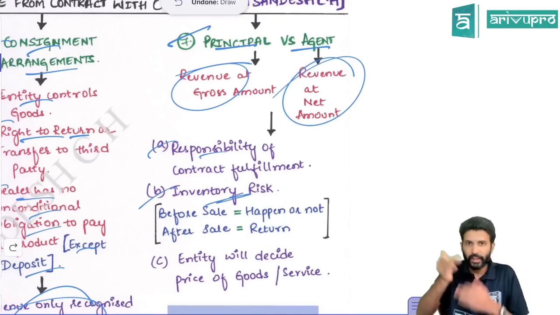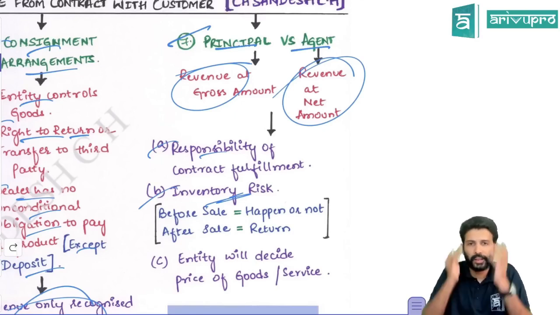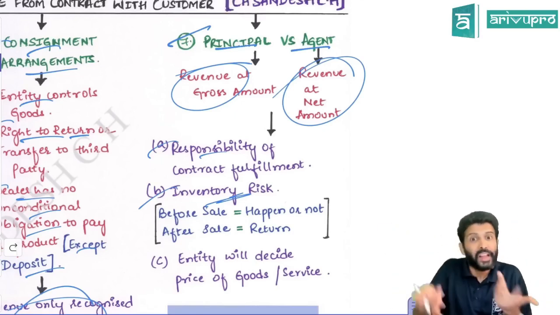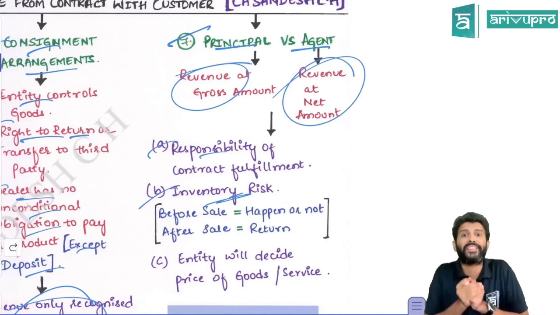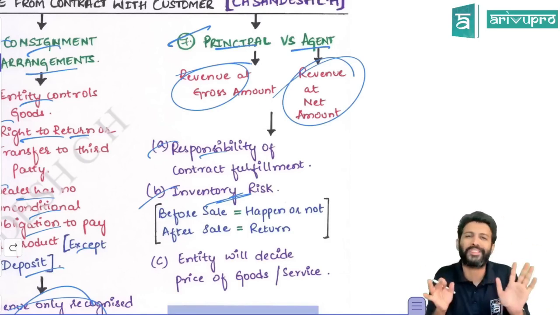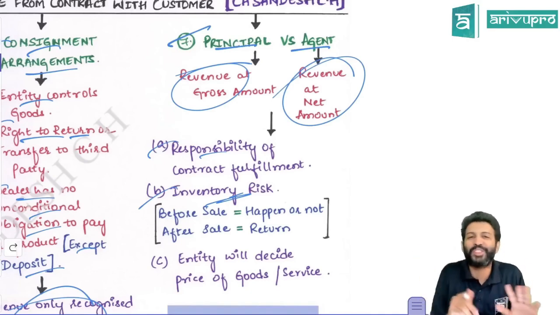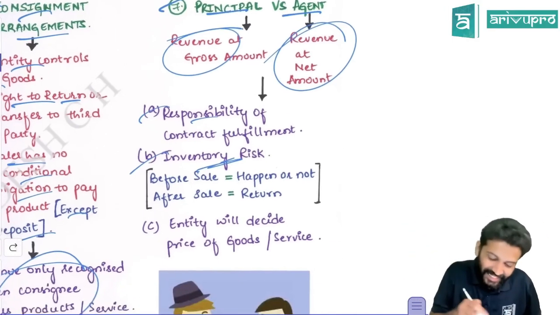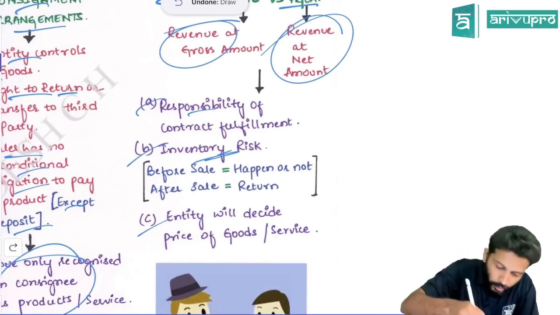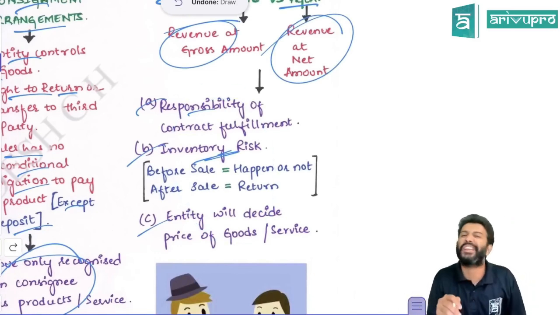That was a risk. Because if you have a product, the principal will always have one worry: will I be able to sell these goods or not? After selling also, he will have one more worry, whether the goods will get returned or not. So principal is that guy who will have this worrisome factor. Agent will not have this worry because he's working for commission. And principal is that entity who decides the price of goods or service. So you'll have to decode based on these parameters.